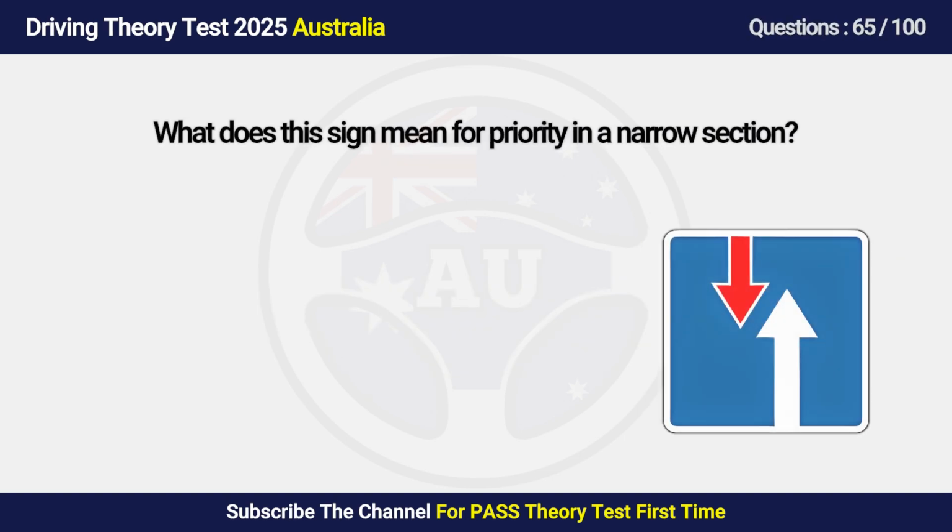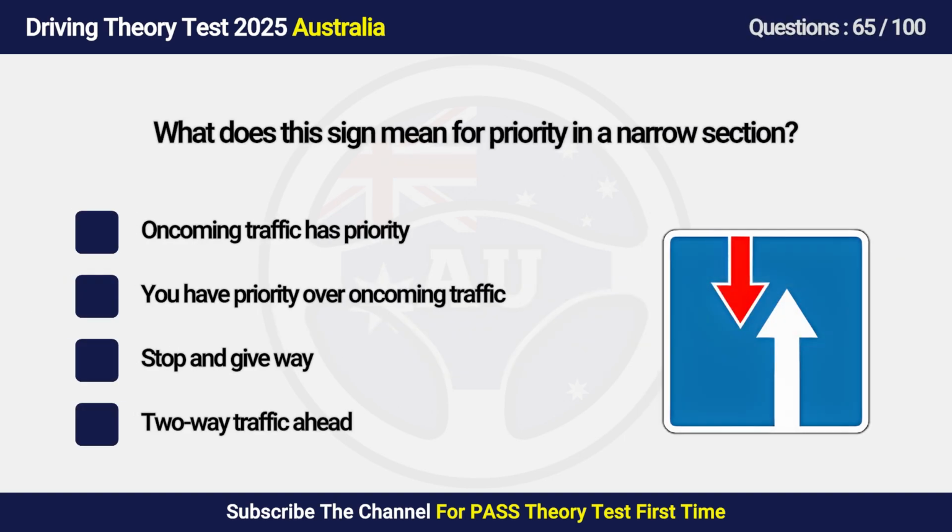Question 65. What does this sign mean for priority in a narrow section? A. Oncoming traffic has priority. B. You have priority over oncoming traffic. C. Stop and give way. D. Two-way traffic ahead.